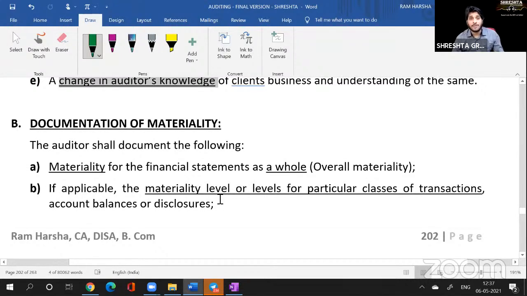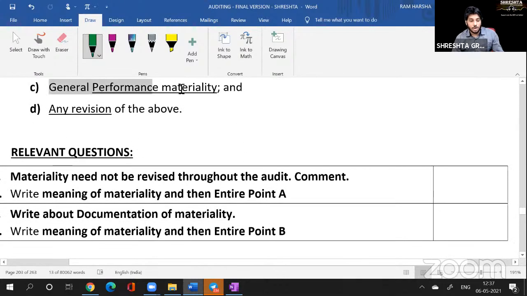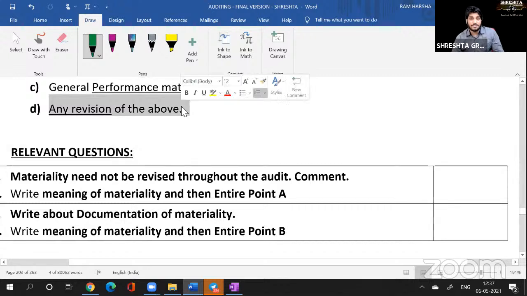And what all do you have to document, sir? As per SA 320, I need to document materiality overall level, and I need to document performance materialities. I need to document general performance materiality and any revision of the above and reasons thereof. Why I revise, reasons also I should document. So with this, I have successfully completed what is materiality concept.